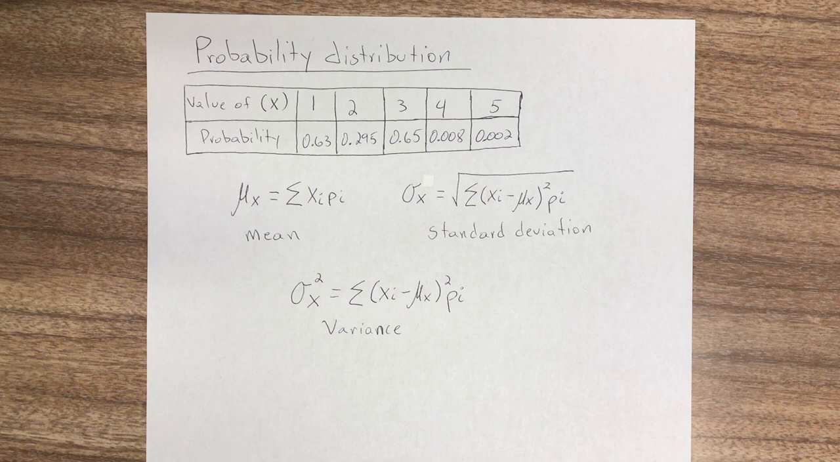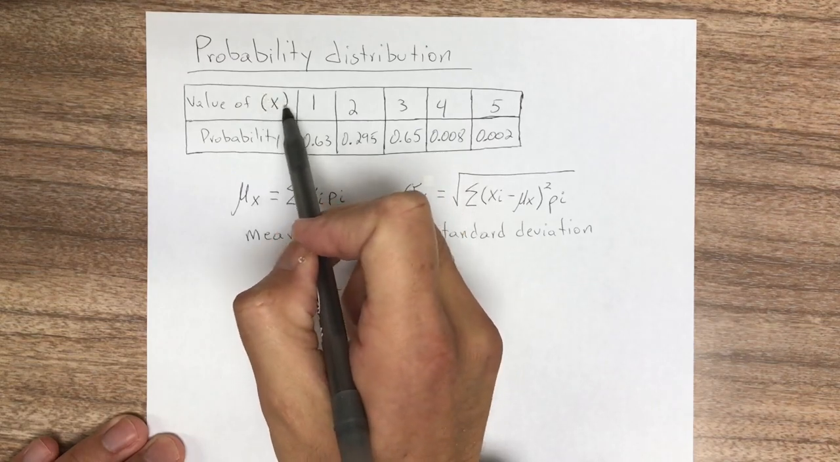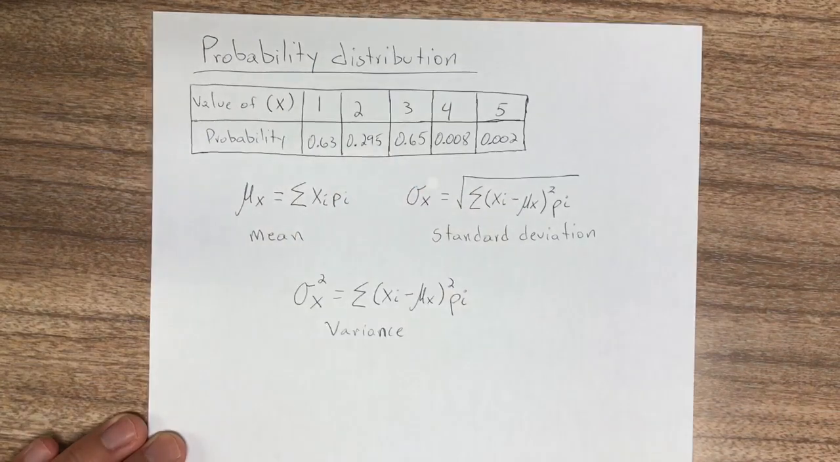Hey, what's up guys? This video is going to show you how to find the mean and standard deviation from a probability distribution. So first let's understand what that is. A probability distribution is when you have a random variable, and we use capital letters. In this case I'm using a capital letter X to represent a random variable.